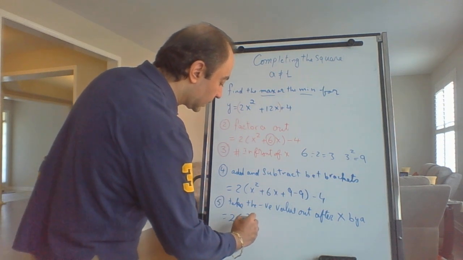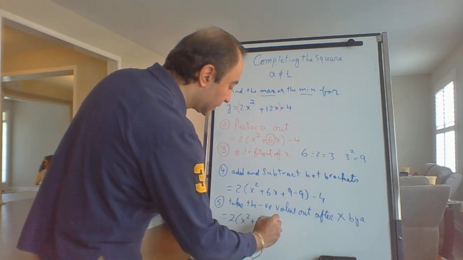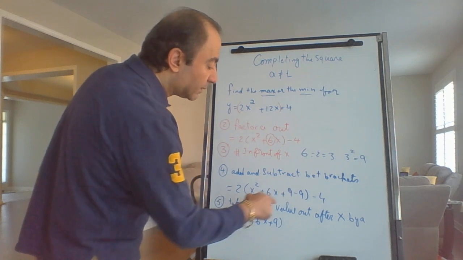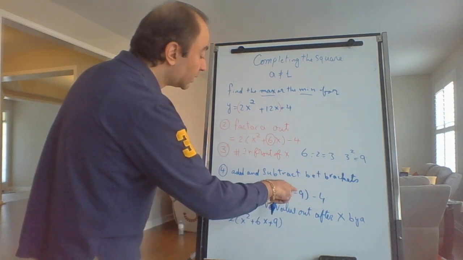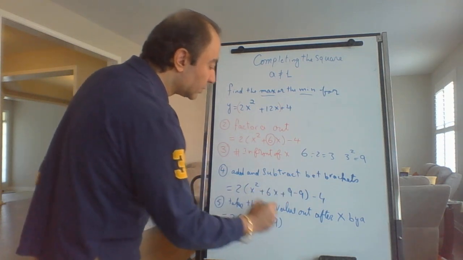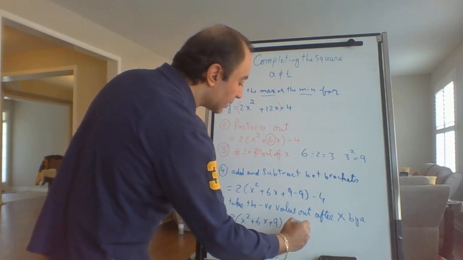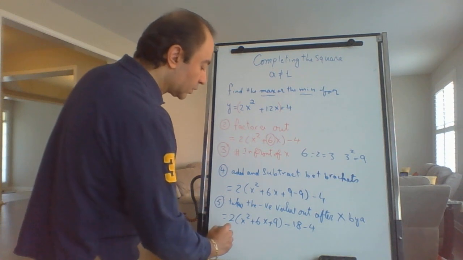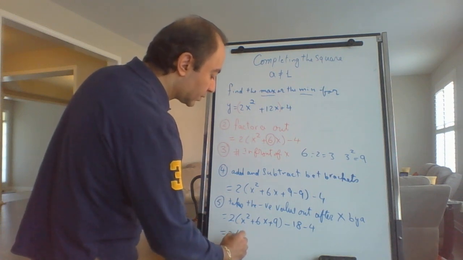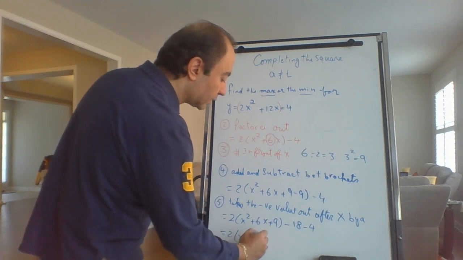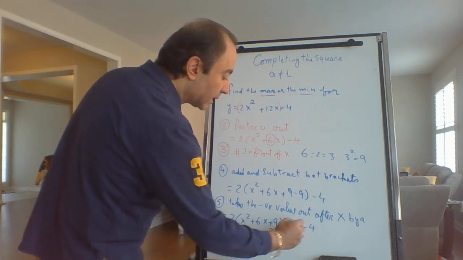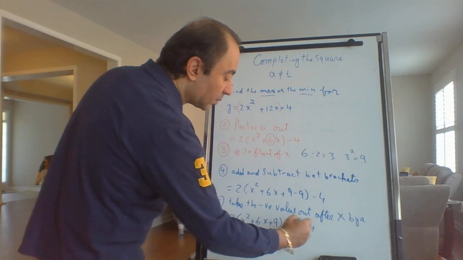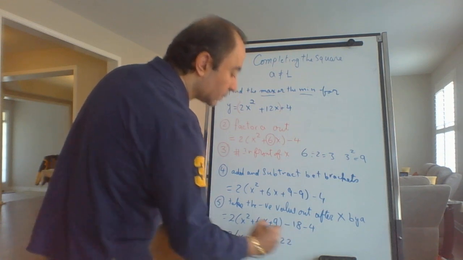So what we're going to have is 2x squared plus 6x plus 9. This stays inside. Then we take the negative 9 out, but it's not free. It has to be multiplied by 2. So we're going to have negative 18 minus 4. Now, this is a perfect square, so we factor the perfect square. So square root of the first, sign of the middle, square root of the third, and we put a square here. And we add those 2, we combine like terms, so negative 22.